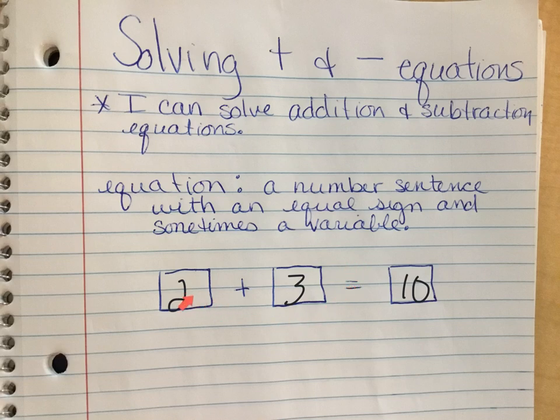Well, we would have to add up 2 plus 3. Oh, 2 plus 3 is 5. So this 10 over here would make this equal sign not balanced, and so it would be not equal.